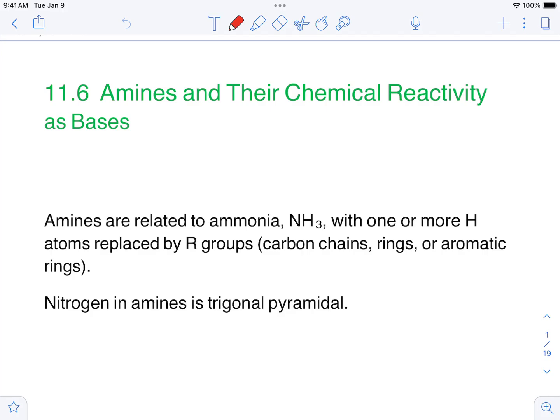This video is on amines. Amines are related to ammonia, NH3, where one or more of the H atoms in ammonia are replaced by R groups. And these R groups can be either carbon chains, rings, or other aromatic rings. The nitrogen in amines has trigonal pyramidal geometry.